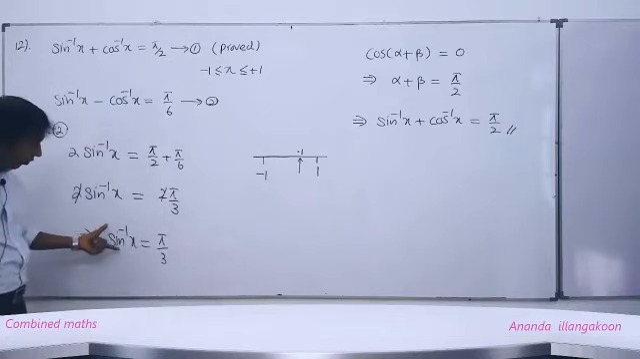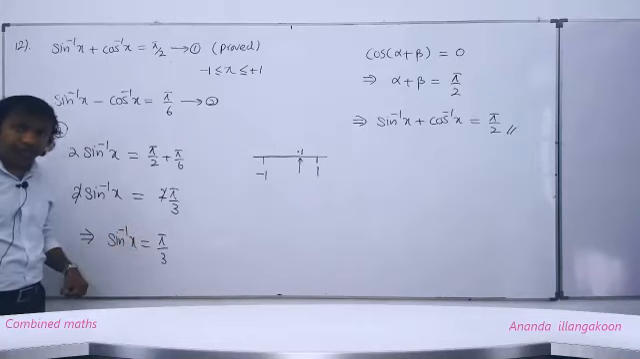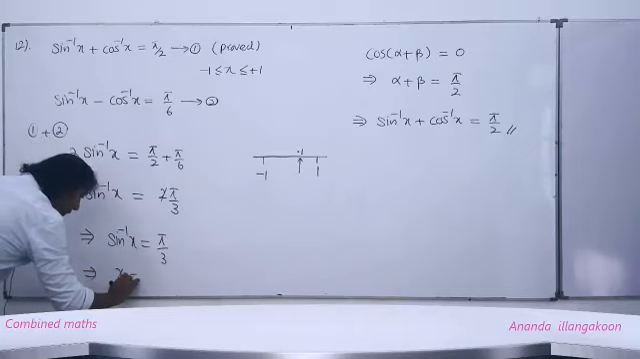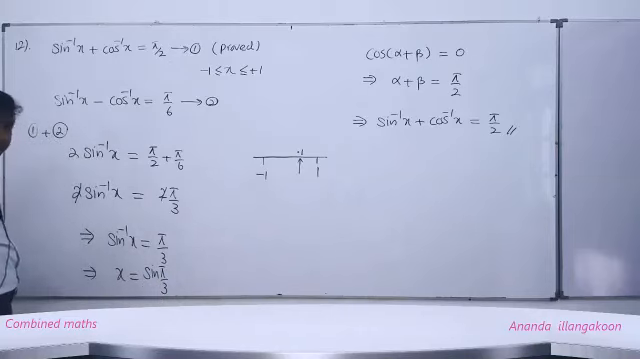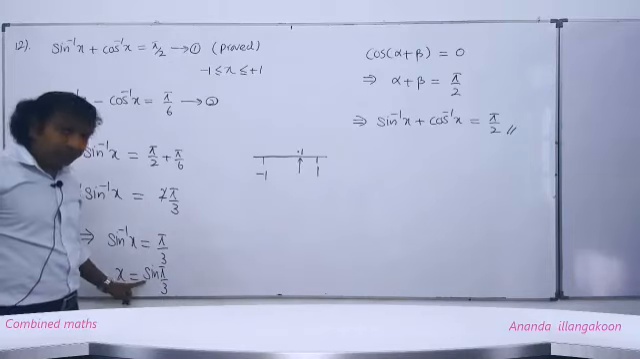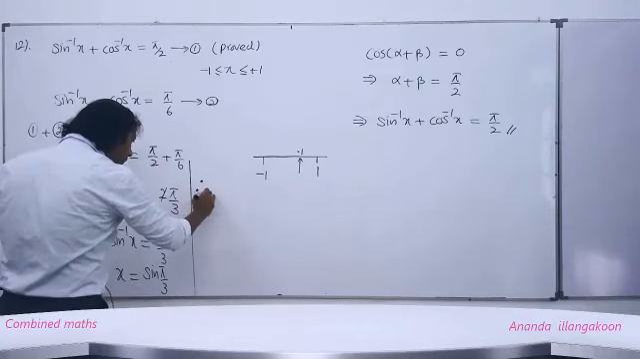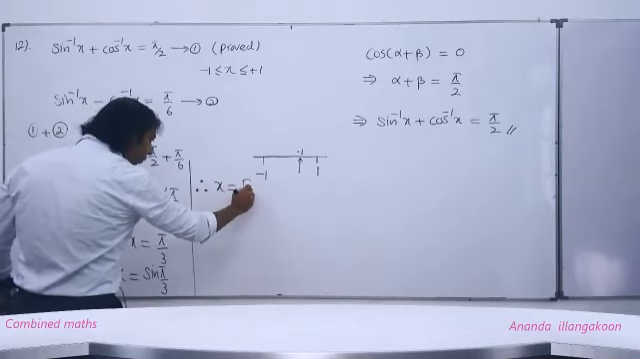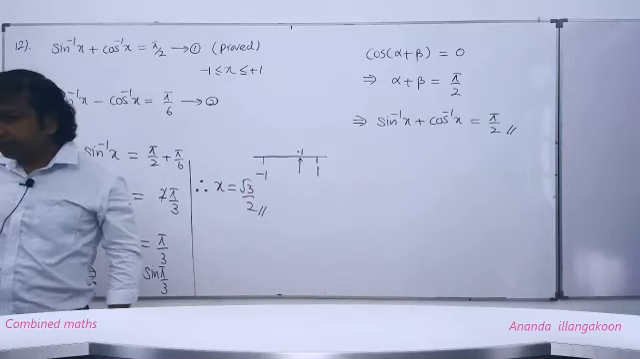Now, once you bring this sin inverse to the right hand side, this minus 1 will eliminate and that becomes sin. Now, x will be the subject. This implies x equals sin pi by 3. Well, you know, sin 60 is root 3 by 2. Therefore, x is equal to root 3 by 2. This is how we do the task.